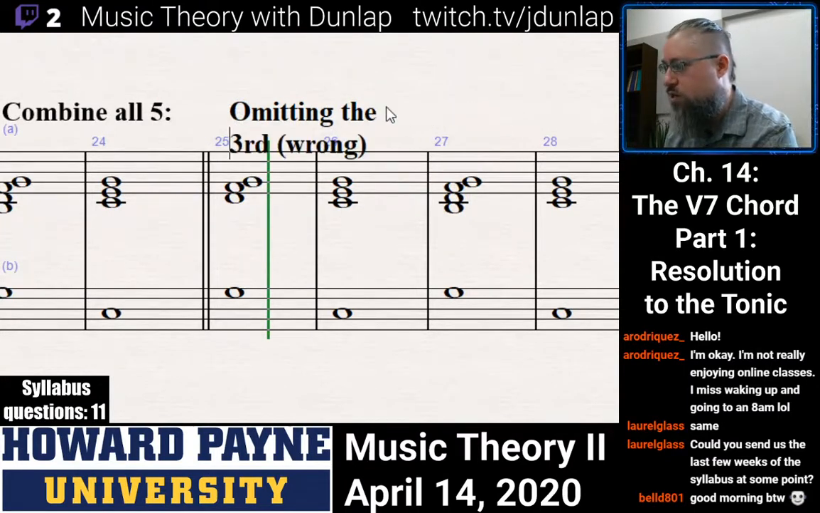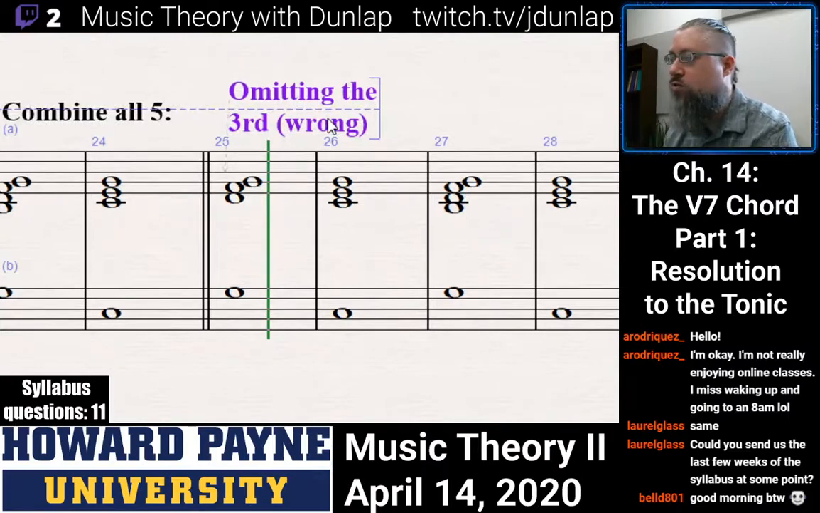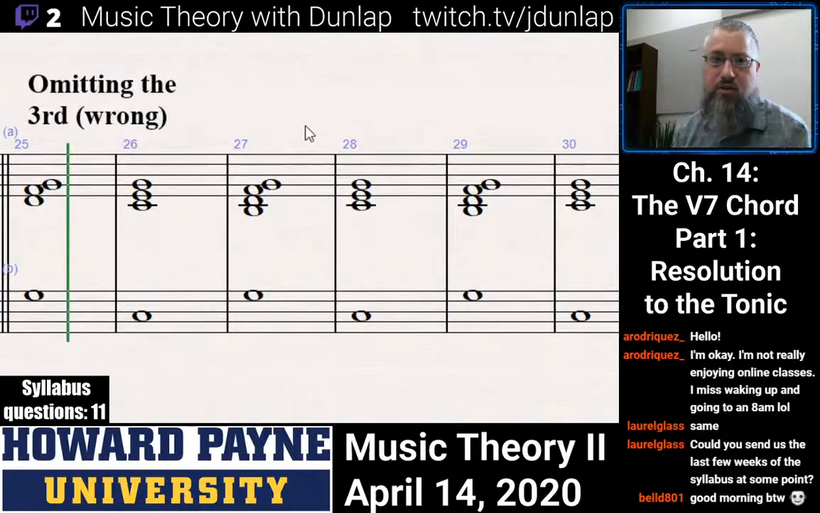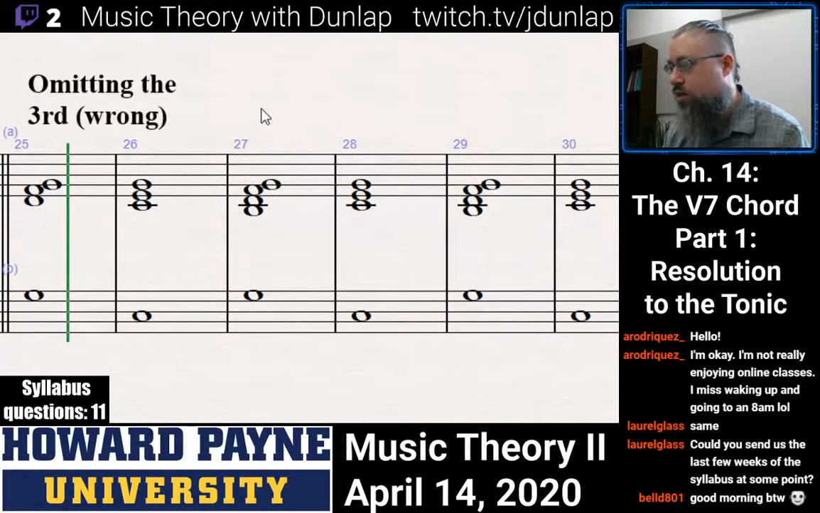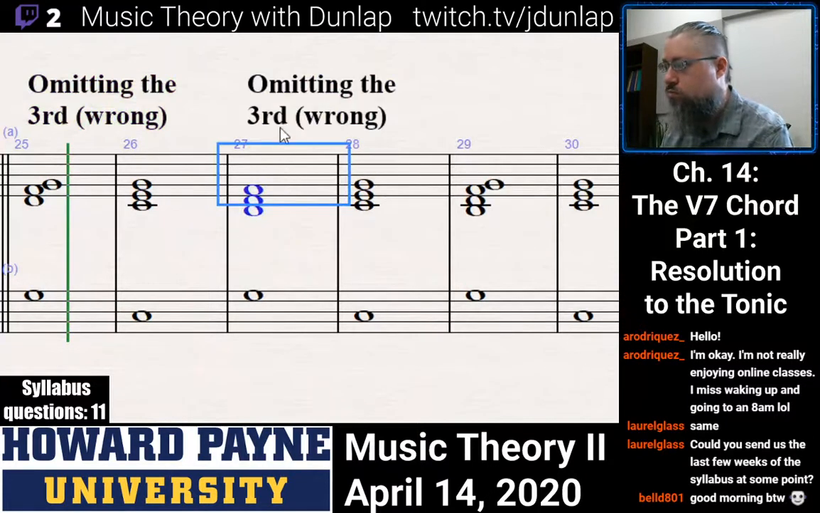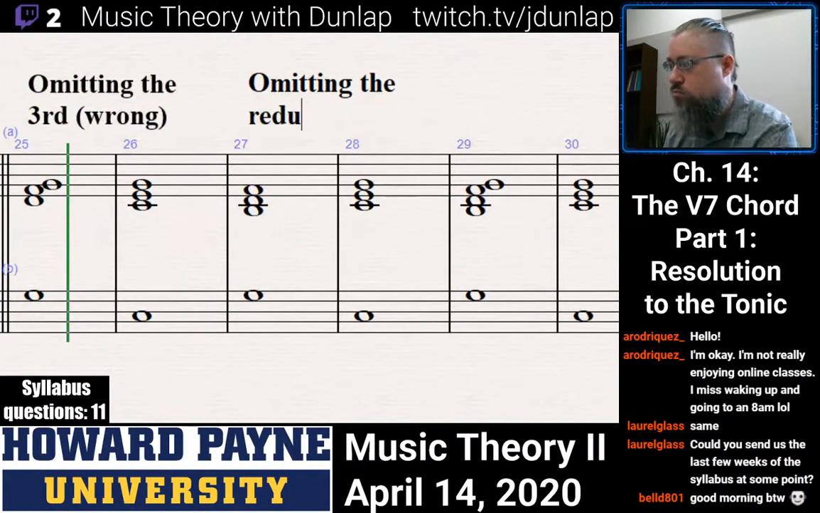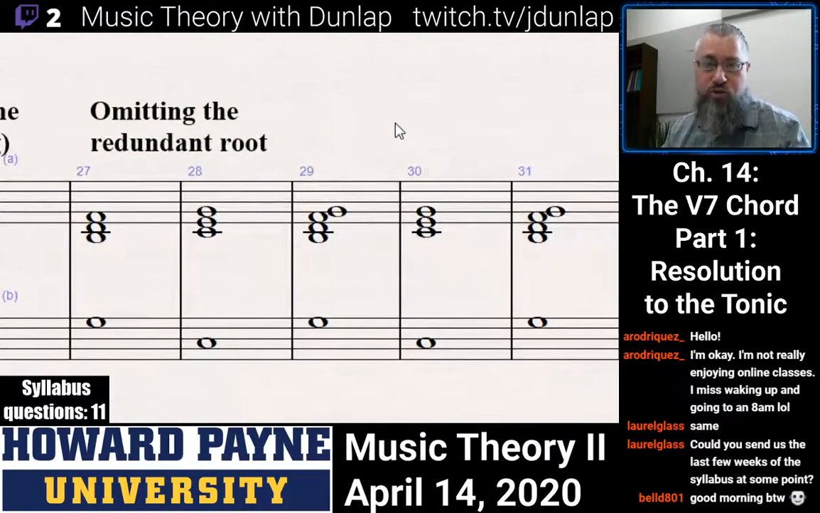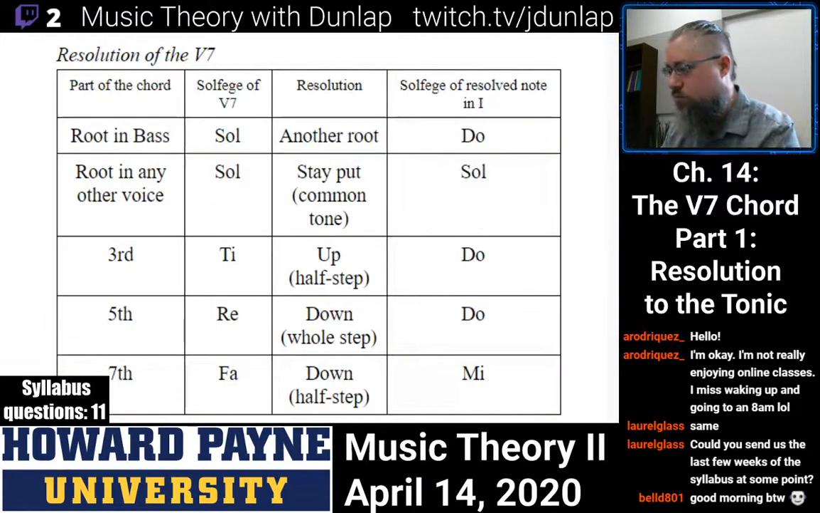Let's play with this. Omitting the third, wrong. The only reason you could have to omit the third of a chord is if you've already established it in your tonality and you're hiding it. Over here, we're going to omit the redundant root. And this is all going to be root position, so we're not omitting the root that's in the bass. Here we cannot omit the 7th either. Otherwise, it's not a 7th chord.